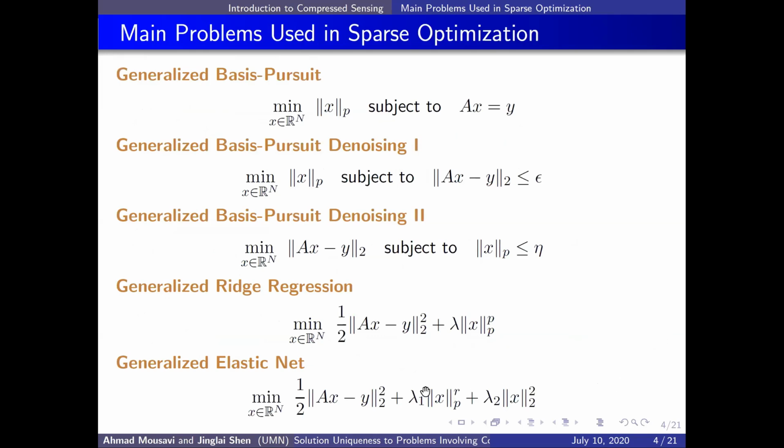Now, what are the main problems in sparse optimization? This is a generalized basis pursuit, for any p bigger than or equal to 0. And then here you have the noisy case, where people replace the objective and constraint. And for ridge regression, for p equal to 1, we know it's LASSO, and here again for p and r equal to 1, you have the standard elastic net.